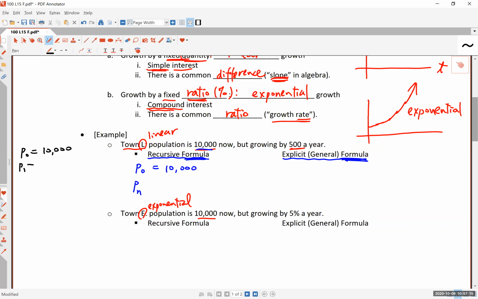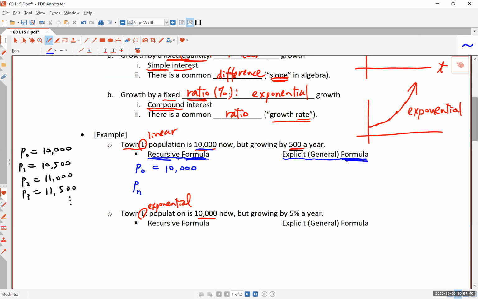And P1, of course, after 1 year, grows by 500. So it becomes 10,500. And the following year, another 500 is added, so it's 11,000. And then another year, another 500 is added to this number, making this 11,500 and so on, right? And here's the way we describe this recursively.